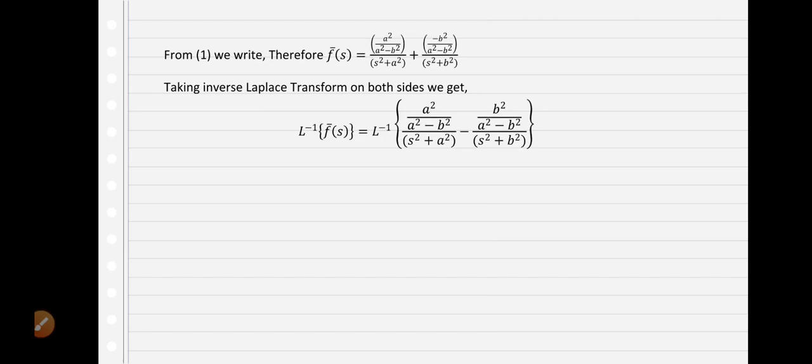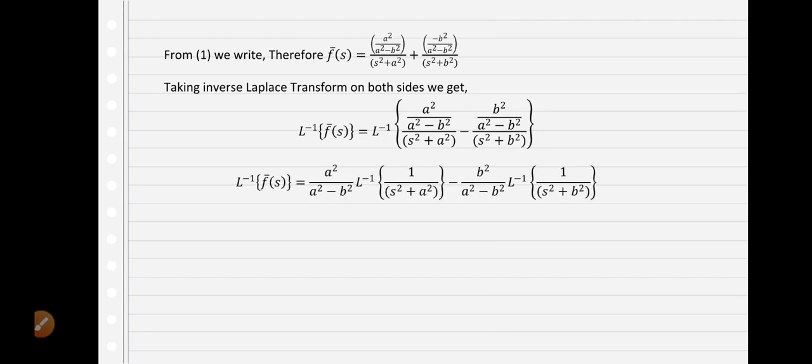Now by the linearity property of the inverse Laplace transform, taking the constant multipliers out of the L inverse operator, you will get this step. Now the terms inside the curly bracket are similar to the standard result 1 upon s square plus a square, whose inverse is 1 upon a sin at.